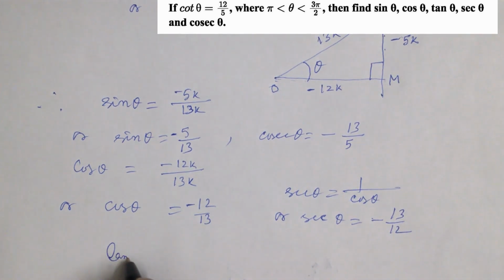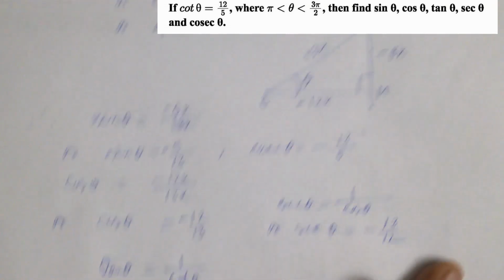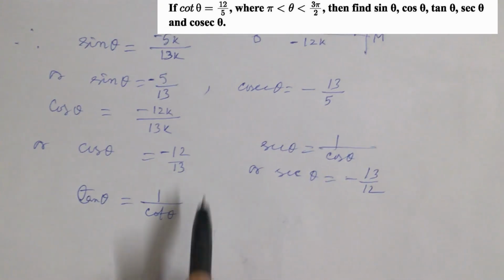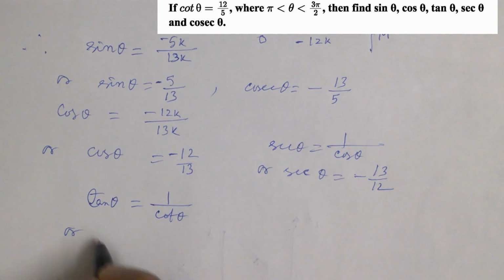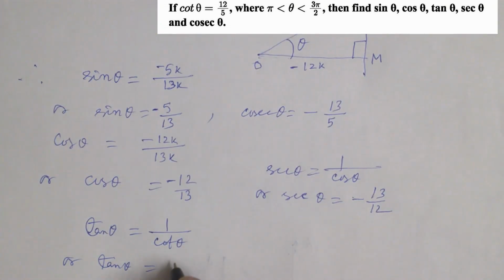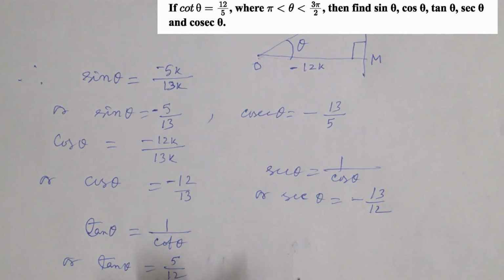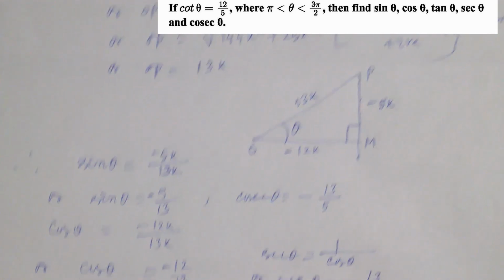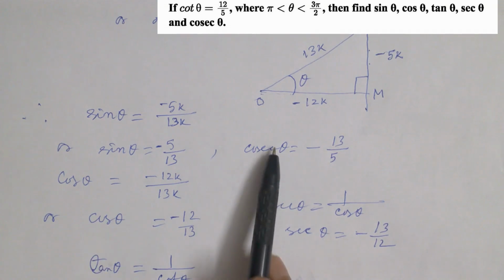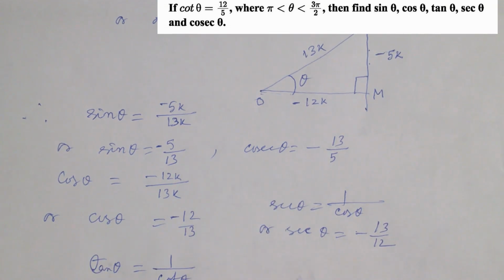Tan theta is the reciprocal of cot theta, whose value is already given, so tan theta is equal to 5 by 12. So we have got all the values: sin theta, cos theta, cosec theta, sec theta and tan theta.